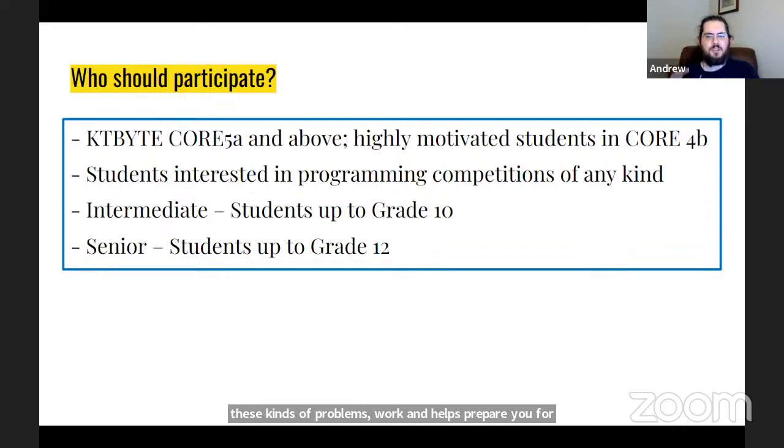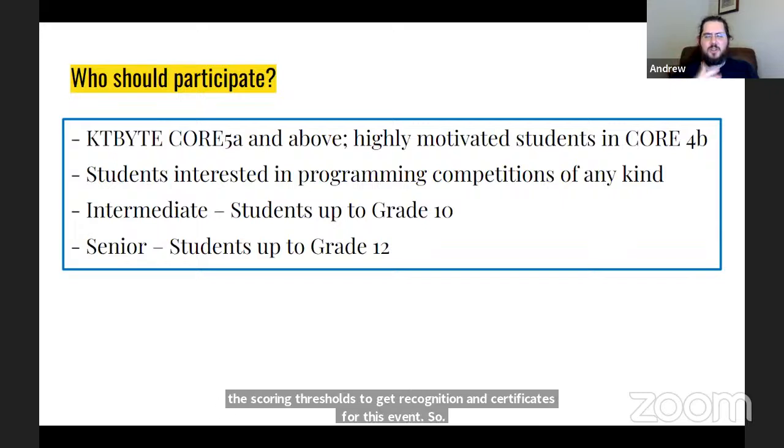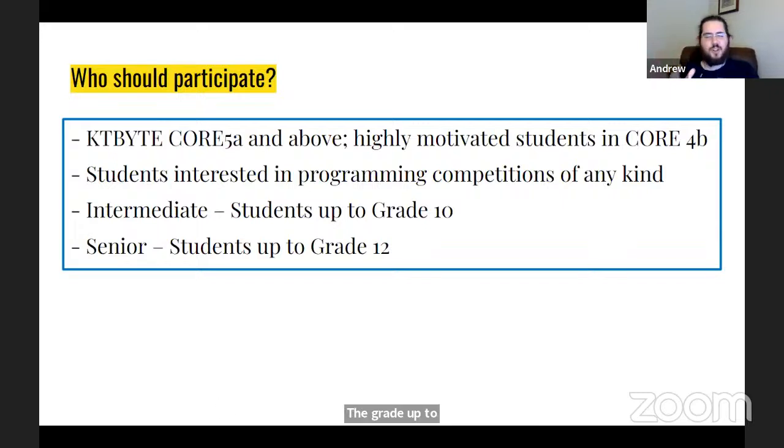Now, the competition itself is divided into intermediate and senior division. That doesn't really change much about what you're asked to do, but it does change a little bit about the scoring thresholds to get recognition and certificates for this event. So grade up to grade 10 is the lower division, which they still call intermediate. I do think it's sort of a signal about how advanced this work can be, the fact that they don't have a junior division, they just call it intermediate and senior. It's not really for beginner programmers, but it's something you can do after you have a year or two of experience and go from there.